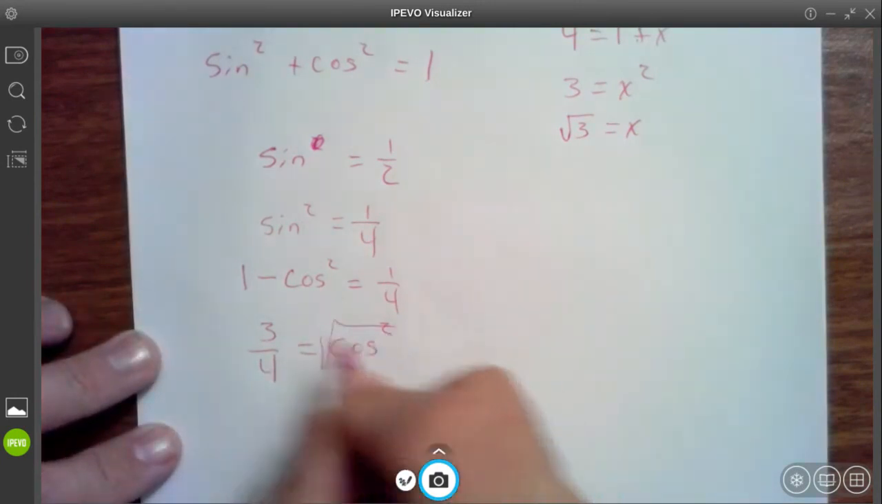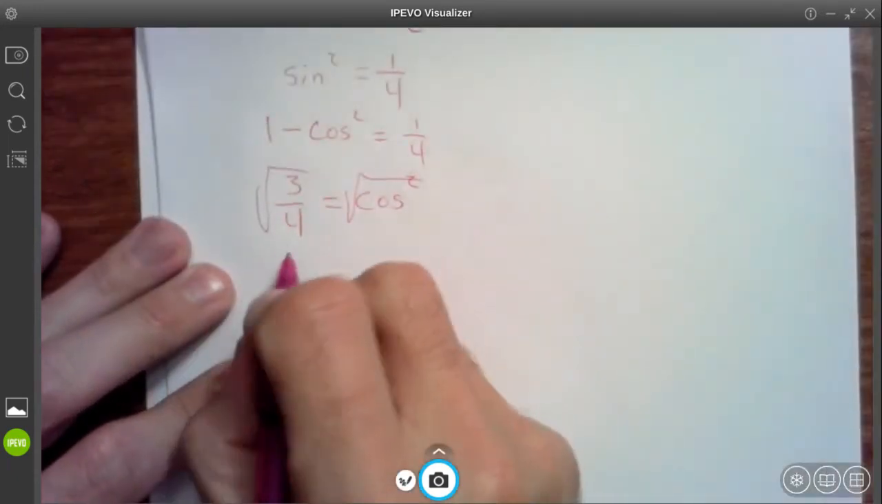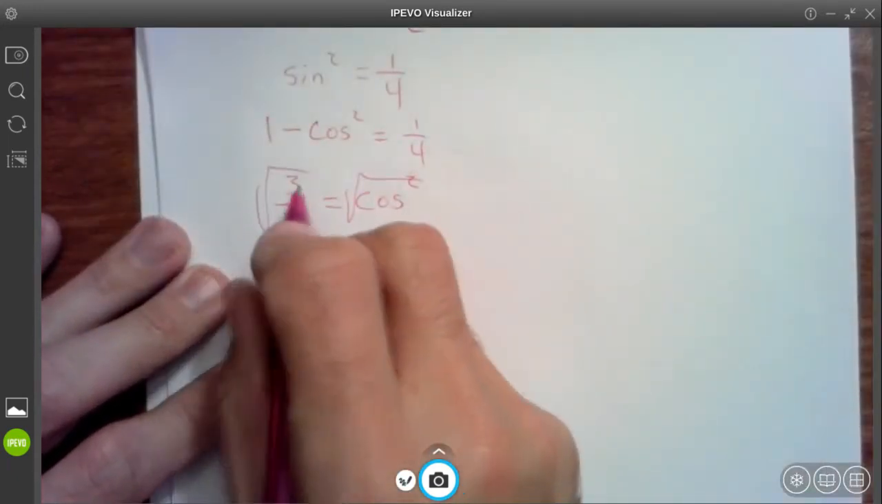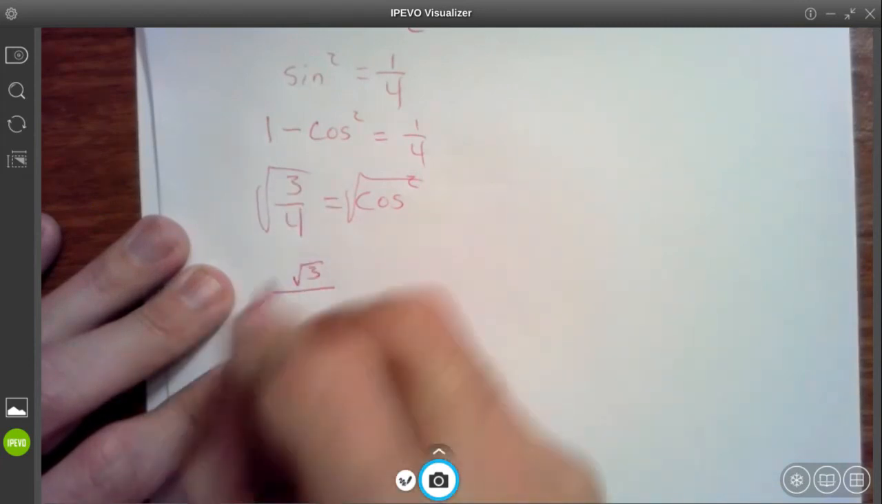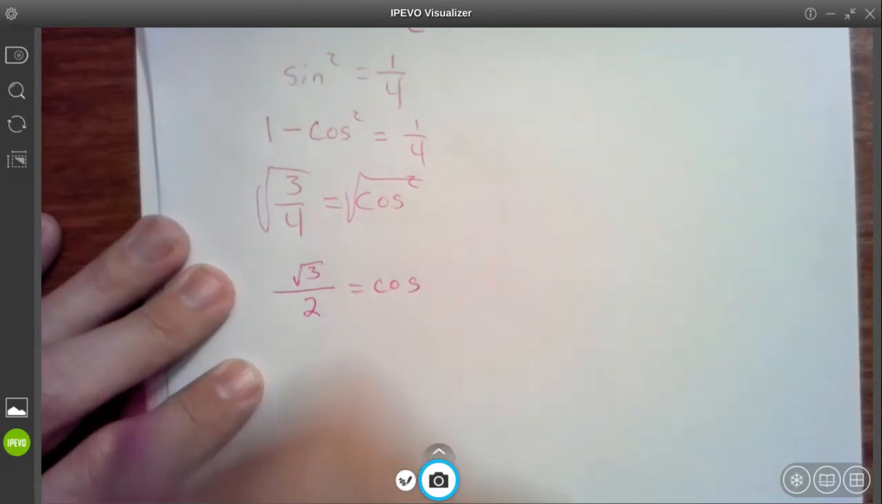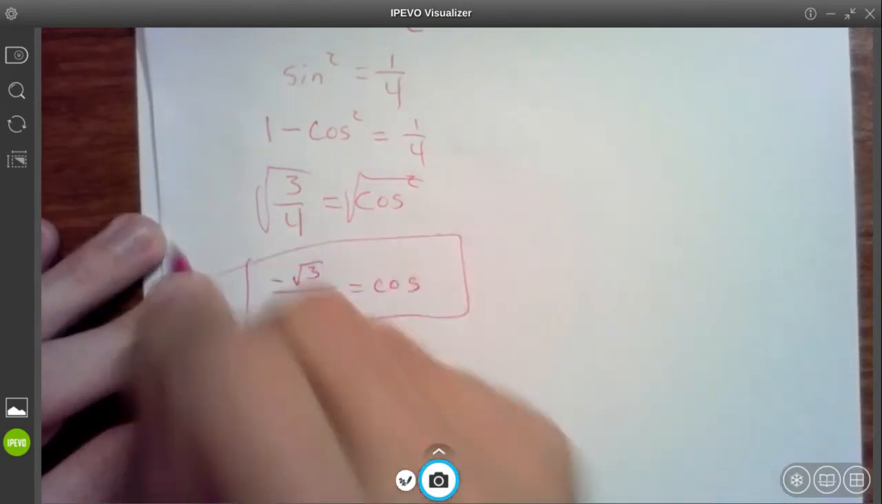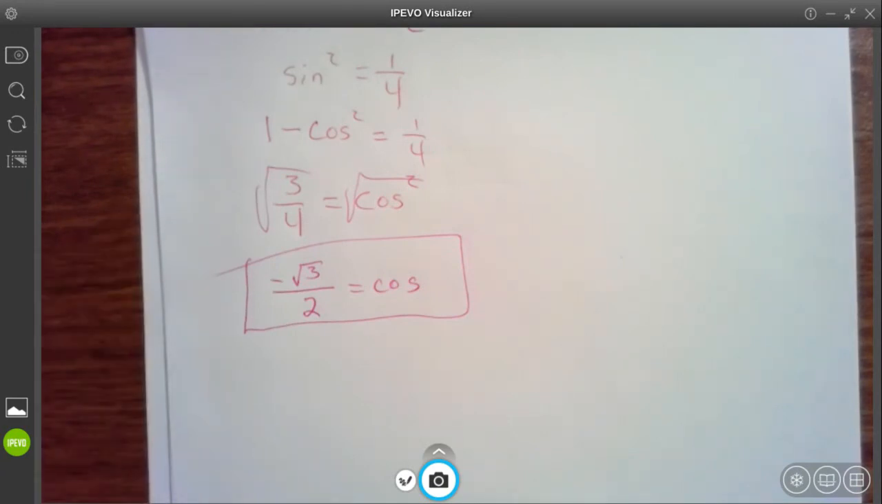Square root. You're going to get square root of 3 on top and the square root of 4 on the bottom, which is 2. And then, of course, it's negative. Bam. Wasn't too bad. That's it. We solved for cosine. Good job, guys.